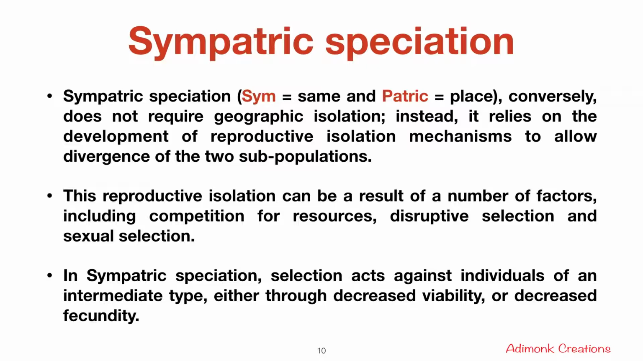So this reproductive isolation can be a result of a number of factors including competition for resources, disruptive selection and sexual selection. So in sympatric speciation, selection acts against individuals of an intermediate type either through decreased viability or decreased fecundity. Viability means inability of the young ones to develop into a mature individual, and decreased fecundity means decrease in the number of eggs or offspring.